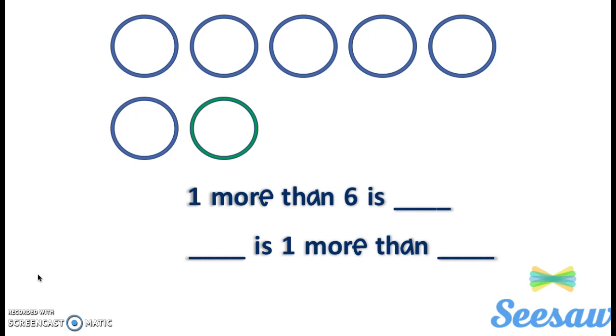I also have one that's backwards. Blank is one more than blank. So you're going to start with your new number and then write in your old number. And then I also want you to do a number sentence. I know this is tricky, but you can do it.